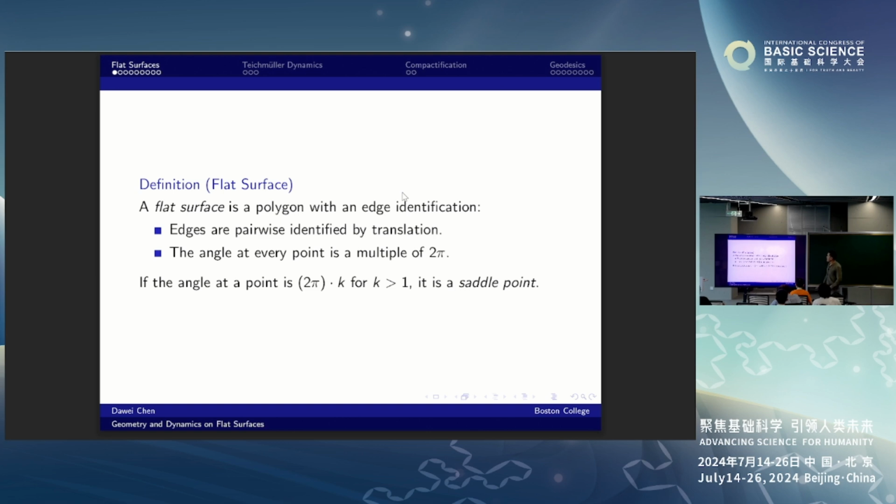And secondly, I require that after this edge identification, some vertices of the polygon will become the same point. If you count the angle at a point, sometimes the angle can be bigger than 2 pi. Then I require this angle must be an integer multiple of 2 pi. It can be 2 pi, 4 pi, 6 pi, and so on. And if the angle at a special point, after identifying several vertices together, becomes bigger than 2 pi, like 4 pi, 6 pi, 8 pi, and so on, then we call it a saddle point or a cone point. In particular, at such a special point, if the angle is bigger than 2 pi, it cannot be flat. It must be a conical singularity under the nearby flat metric. We also call it a saddle point.